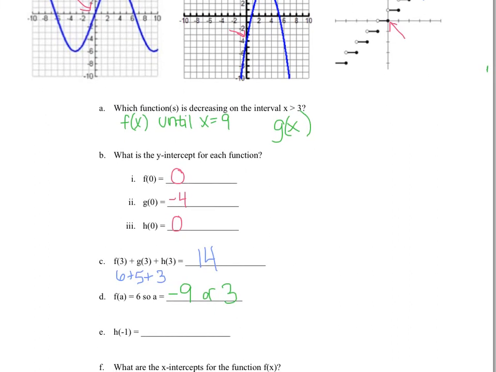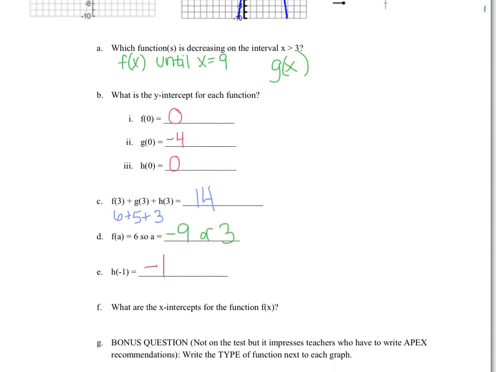Next question is h of -1. So when x is -1, what is h? Well, what is h of -1? Remember, the closed circle means it's a solution, the open circle means it is not. So this is going to be -1.